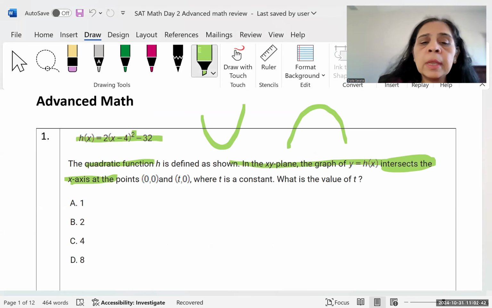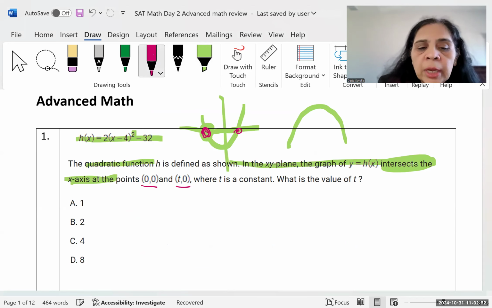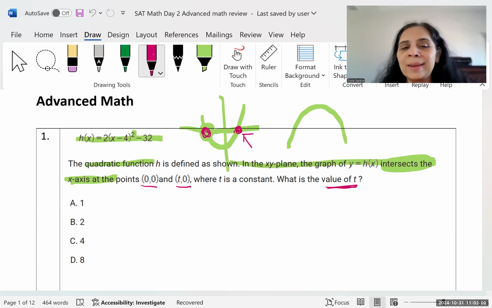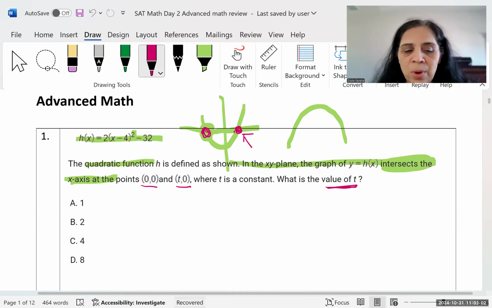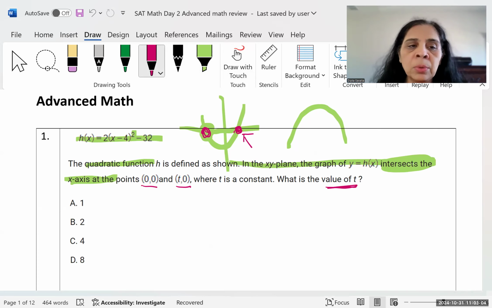What does that mean? If you have this graph, what is your x-intercept right here? That is the point we are looking for. It says the points are (0, 0) and (t, 0). What is the value of t? So we are looking for the t value here, the x value. You can just simply enter it in a calculator and get your answer. So let me show you how.